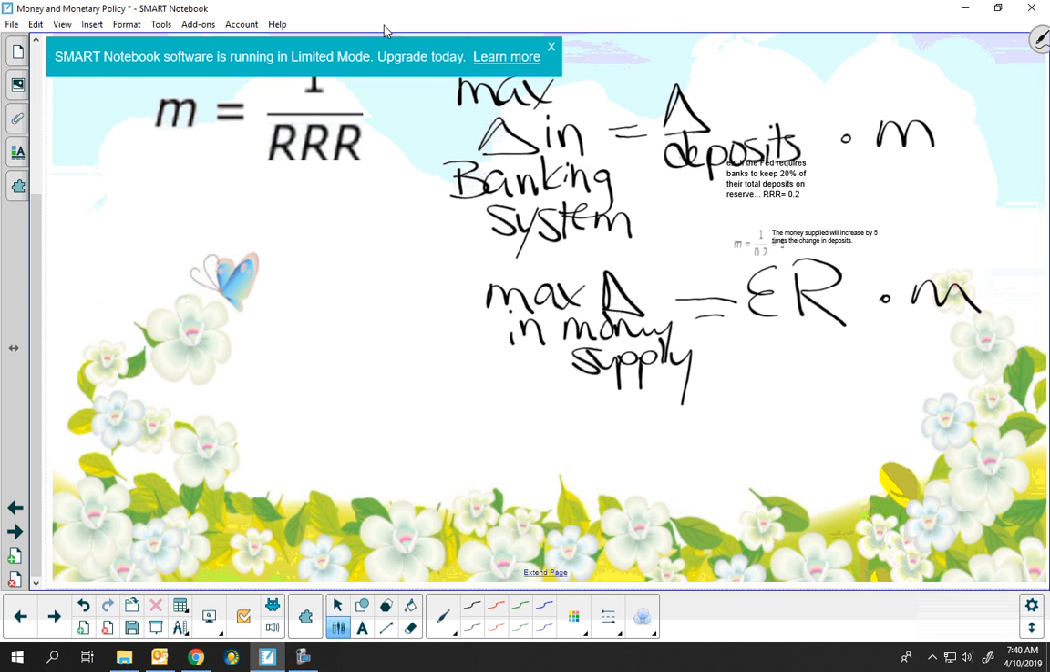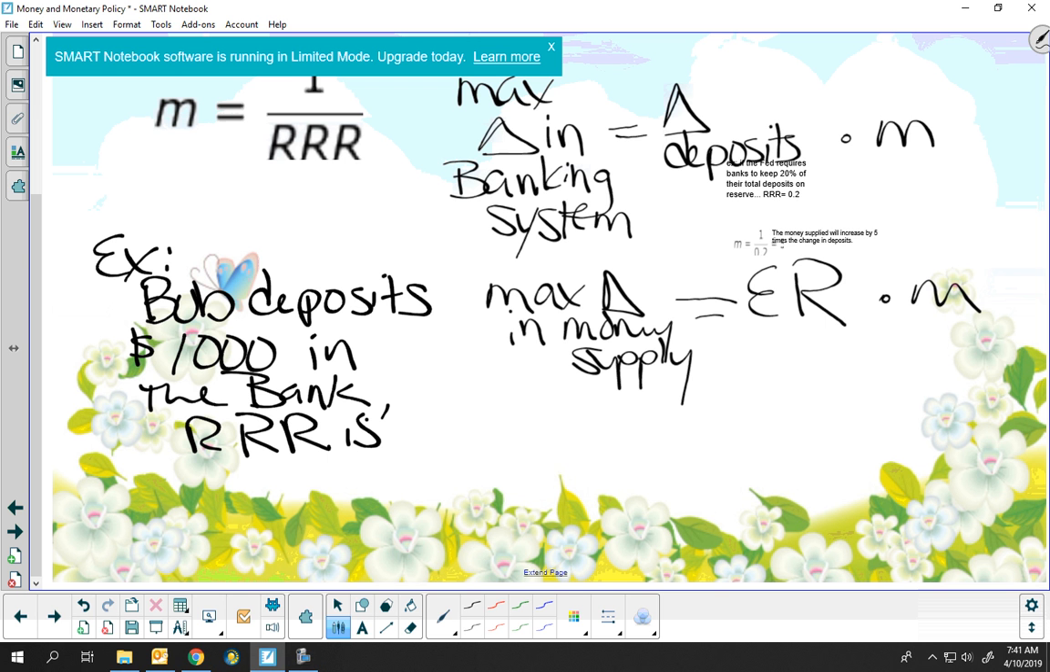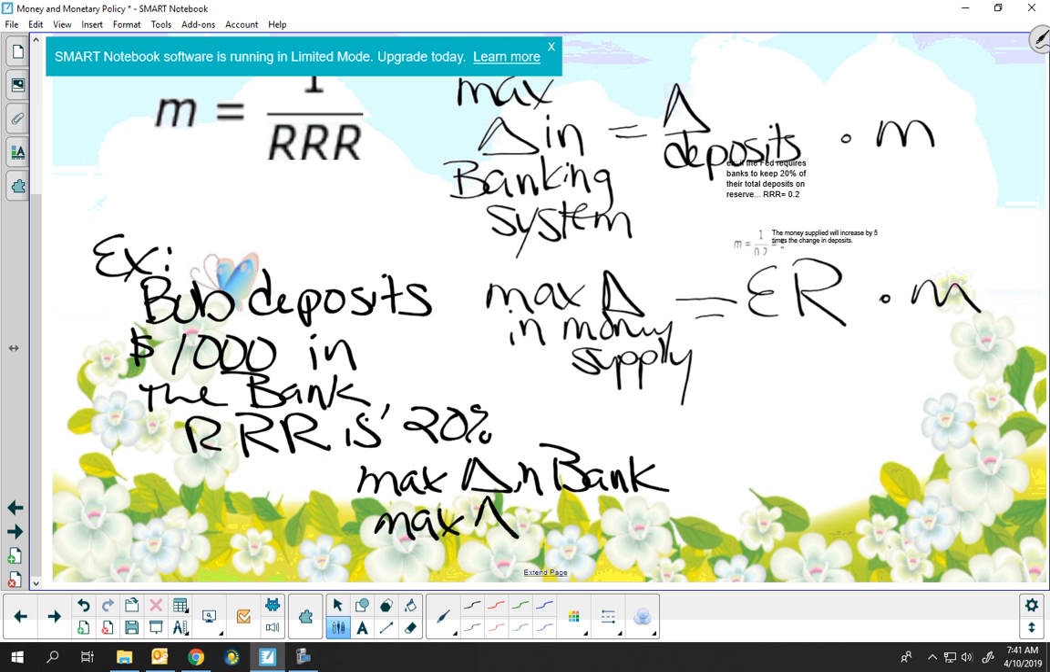Okay. So here's my example problems. Let's say that Bob deposits $1,000 in the bank. RRR is 20%. Two questions here. What is the max change in the banking system and max change in money supply? Okay, so I'll give you like a minute to figure that out. If you want to do it in your head, that's fine, but I suggest that you write it down.